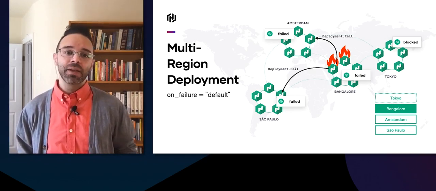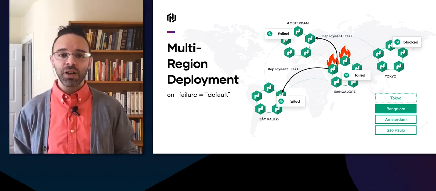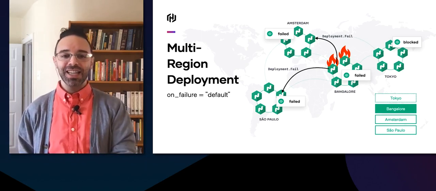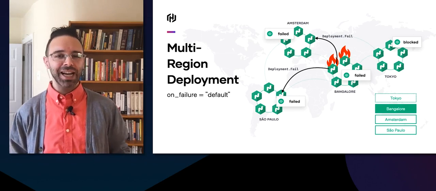Amsterdam and Sao Paulo are pending, and so they're waiting for the deployment run RPC, but Bangalore is unfortunately having an outage. So in the default behavior, Bangalore is going to send a deployment fail to Amsterdam and Sao Paulo, while Tokyo remains blocked. It's going to stay that way until the progress deadline expires, which is 10 minutes by default, at which point that is going to fail.